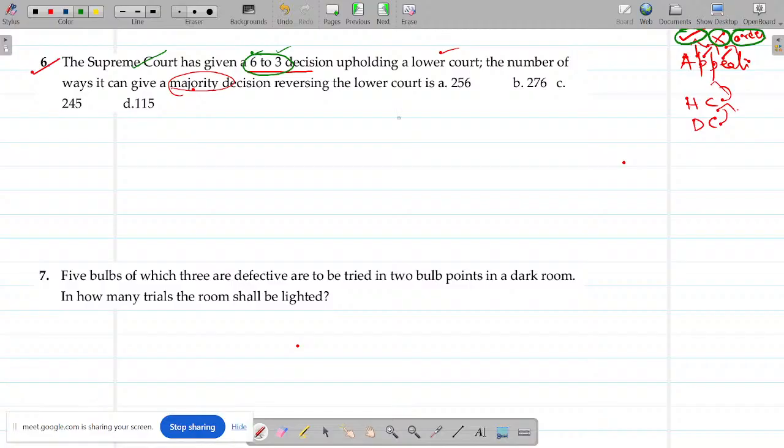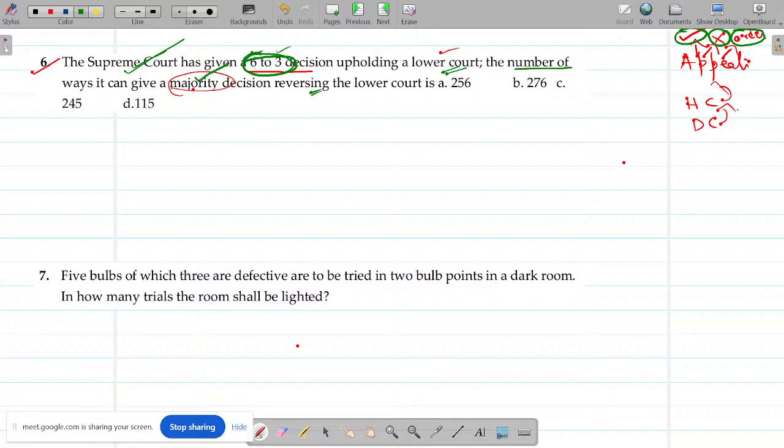Okay. So some case going on in the lower court has been appealed to the Supreme Court, and the judgment has now come, 6-3, and it has been reversed, which means what? Probably it might be given in favor of that person. Now it has gone to the Supreme Court and reversed. Now the question is, in how many ways can it give a majority decision?